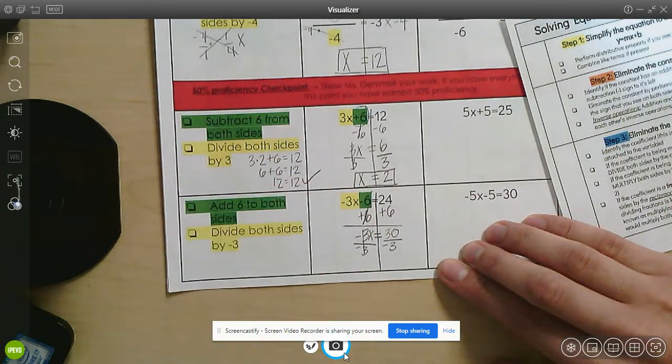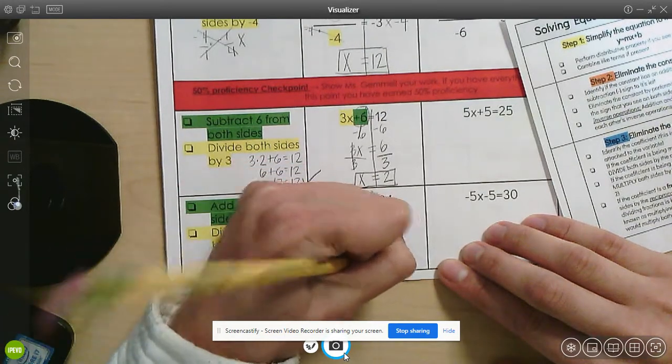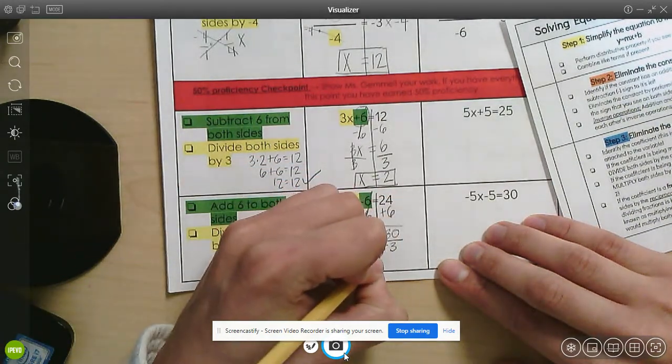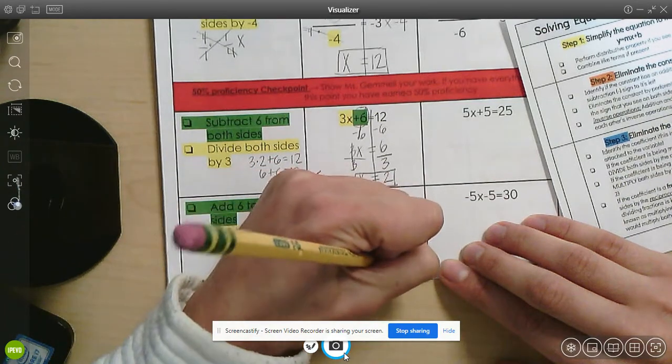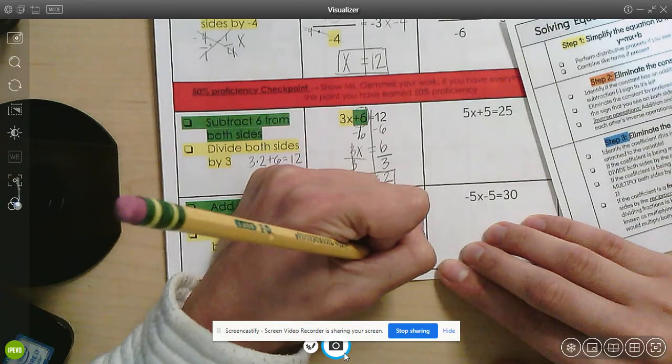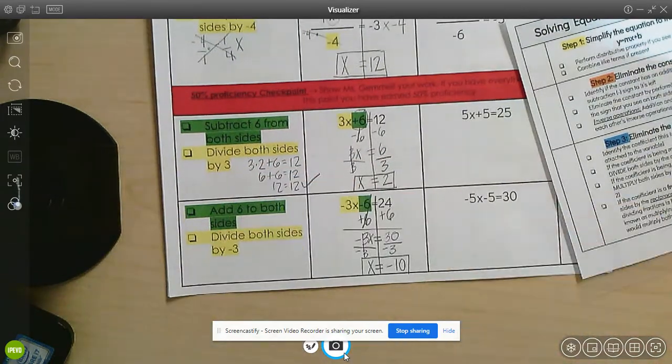Negative 3 divided by negative 3 is 1. So essentially that's 1x, which we can just write as x equals 30 divided by negative 3. A positive divided by a negative is a negative. 30 divided by 3 is 10. So my answer is x equals negative 10.